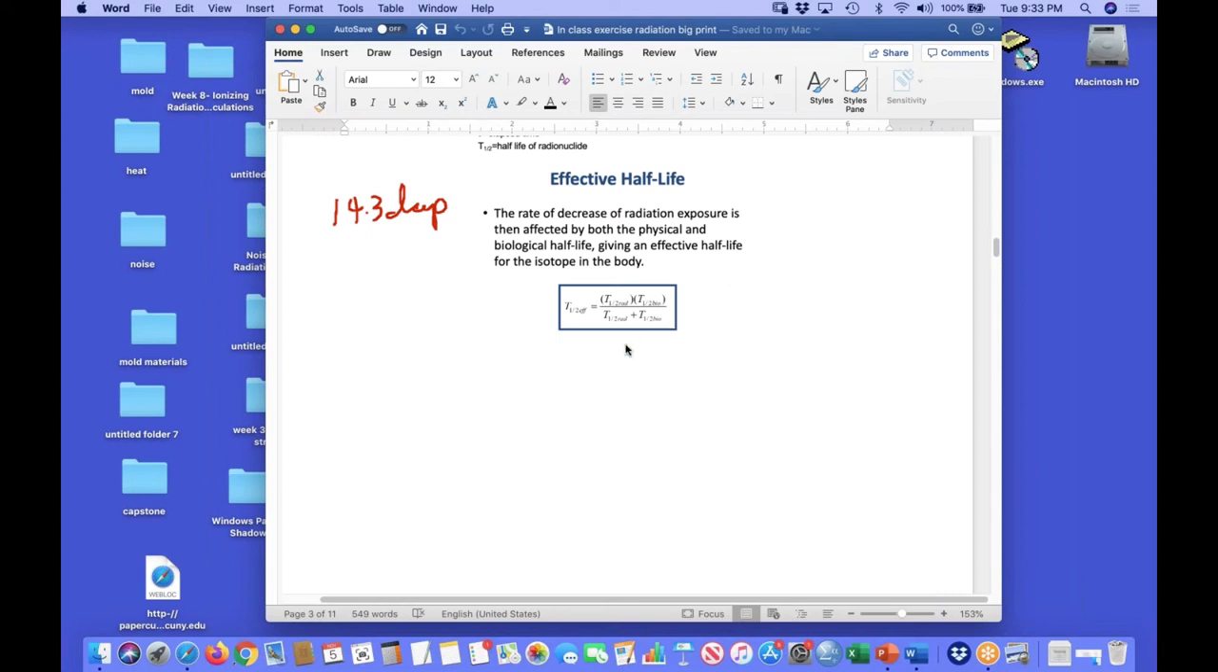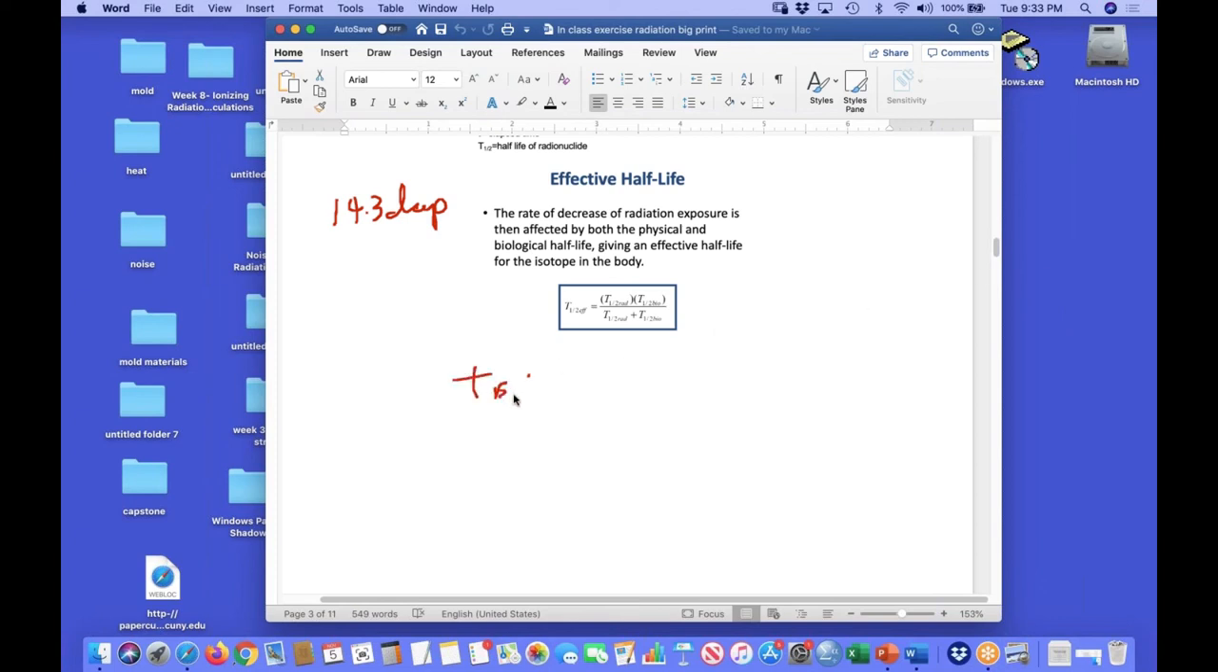And so our effective half-life... I can't read that. It's too small for me to read it there. The effective half-life. I'm sorry I made it so small on these things, because I was trying to save paper. I guess that was a bad idea.